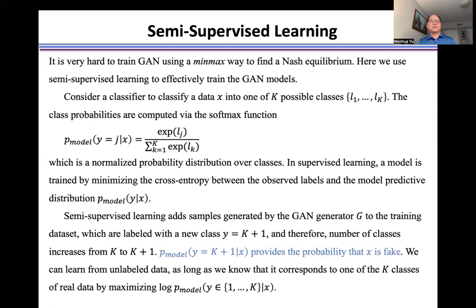distribution P. Semi-supervised learning adds samples generated by the GAN generator G to the training dataset, which are labeled with the new class k plus 1. Therefore, the number of classes increases from k to k plus 1. The conditional probability of k plus 1 provides the probability that X is fake. We can learn from unlabeled data as long as we know that it corresponds to one of the k classes of real data, by maximizing the log conditional probability.